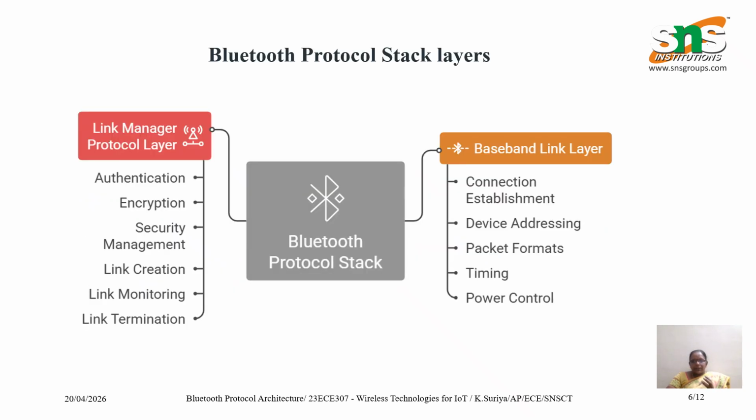The next one is the baseband link layer. It acts as the digital core of the Bluetooth system and is equivalent to the MAC sublayer in the LAN architecture. It handles connection establishment within a Piconet and manages device addressing, packet formats, timing, and power control. The next one is the link manager protocol layer. It manages the established links between the Bluetooth devices and is responsible for authentication, encryption, and security management, and creates, monitors, and terminates links based on commands or failures.